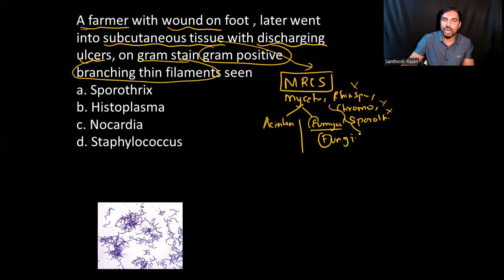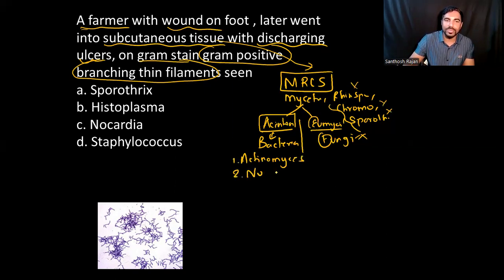I'm going to stress this. So it's out. Now the only thing is actinomycetoma, which is caused by bacteria. There are two bacteria which cause actinomycetoma. One is Actinomyces israelii, which we discussed a lot. The other one is Nocardia. These are the two bacteria that cause mycetoma.